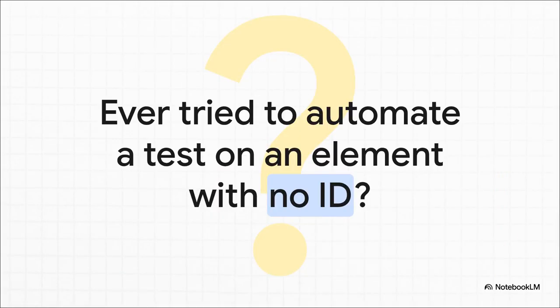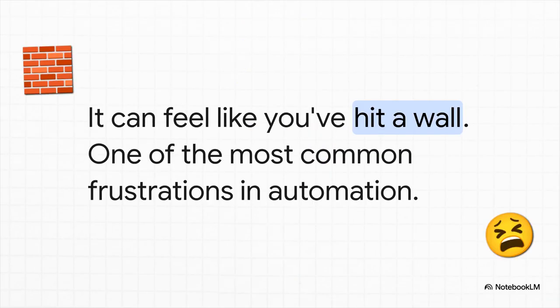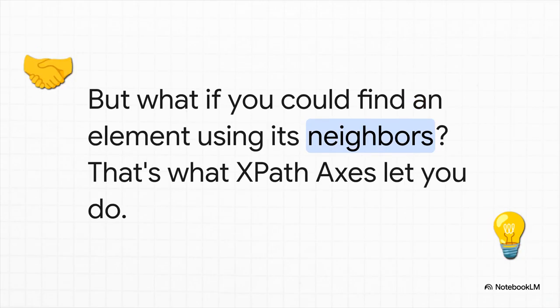You know that feeling, right? You're writing a test, everything's going great, and then bam, you hit an element, a button, a link, whatever, and it has no ID, no name, no unique class, pretty much nothing to grab onto. Yeah, it's one of the biggest frustrations in automation. You just can't move forward because you can't reliably tell your script what to click on. It's a complete roadblock.